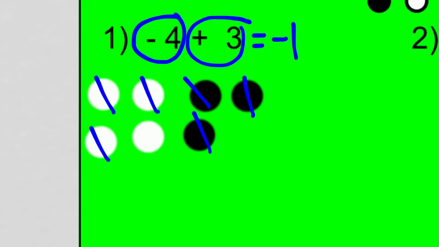So look at what we did here. In this case, when the integers were different sign, we subtracted them. 4 take away 3 is 1. And then since we had more negatives, the answer was negative.